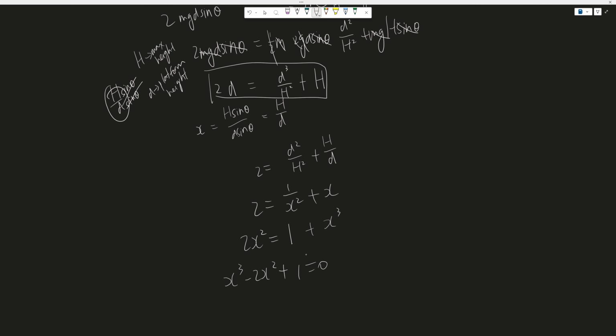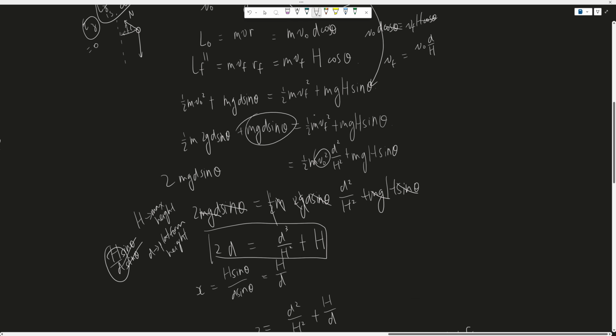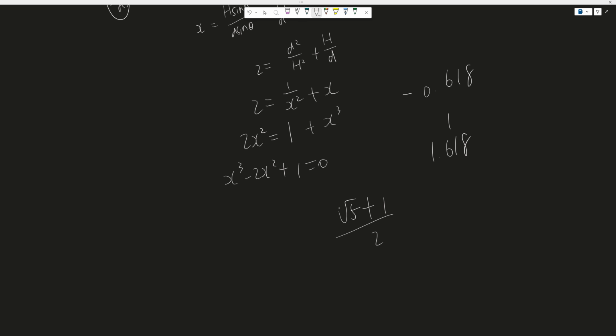And if we solve them, we get 3 roots. One would be negative 0.618. The other one is 1, and the last one is 1.618. And the question asks us to verify that it is square root 5 plus 1 over 2. So we're just trying to find the root that corresponds to square root 5 plus 1 over 2. And if we pull out our calculator, we find that 1 plus square root 5 over 2 equals 1.618 exactly. And so in that way we verified the proposed value, and that is our answer to this exercise.